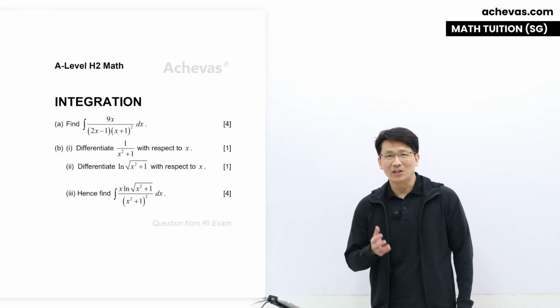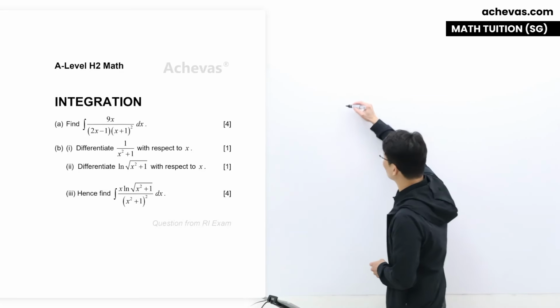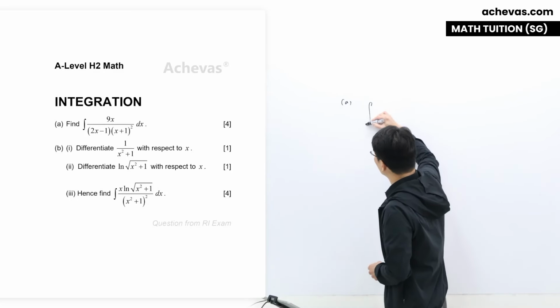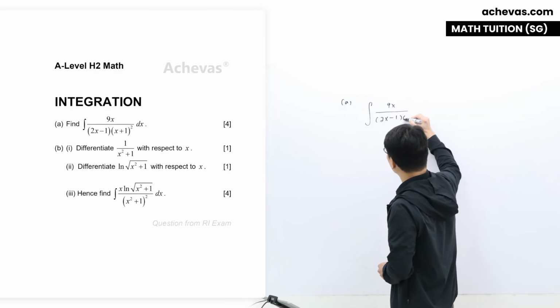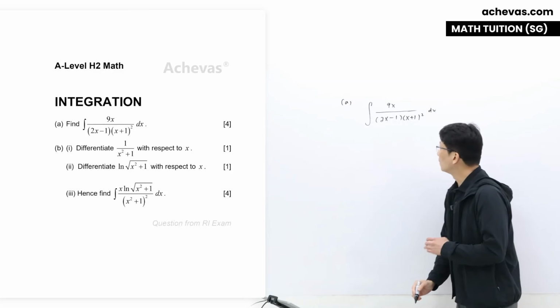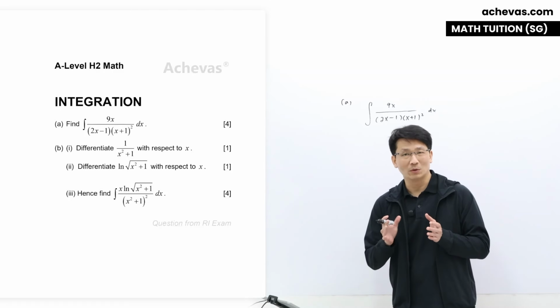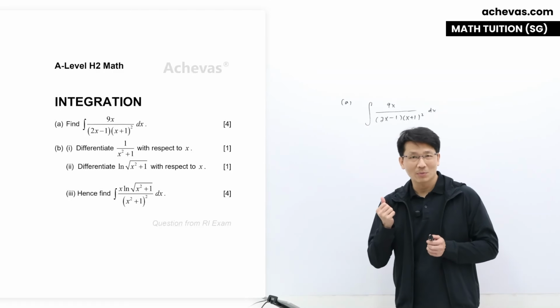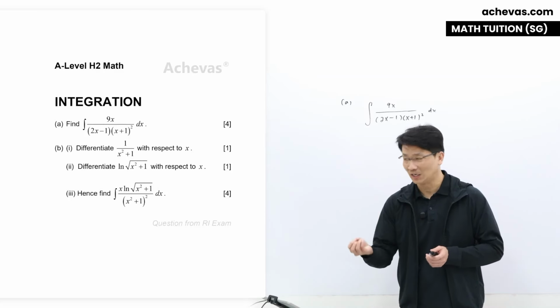Let us take a look at an integration technique question. We have part A of this question asking us to find the integration of 9x over (2x minus 1)(x plus 1) squared dx. I think for this type of expression, the most direct approach is to make use of a partial fraction. After using partial fraction, then we can integrate each of the terms individually.